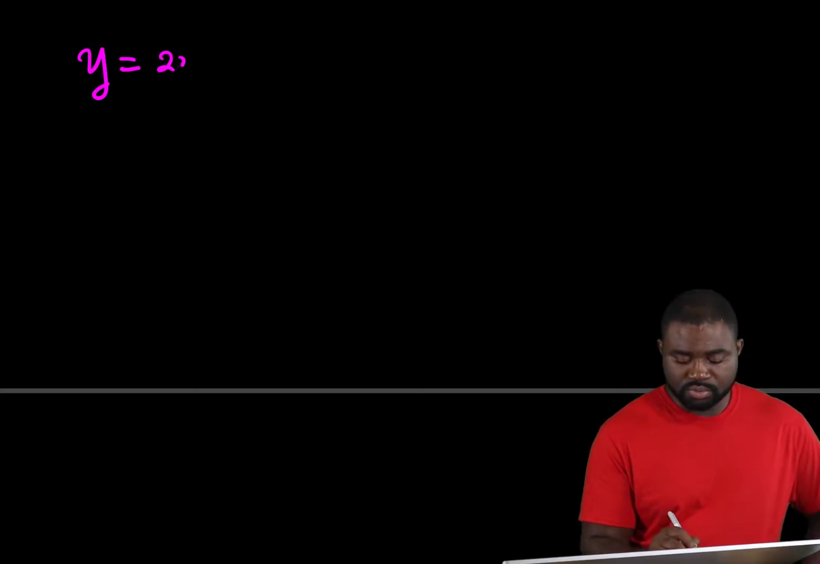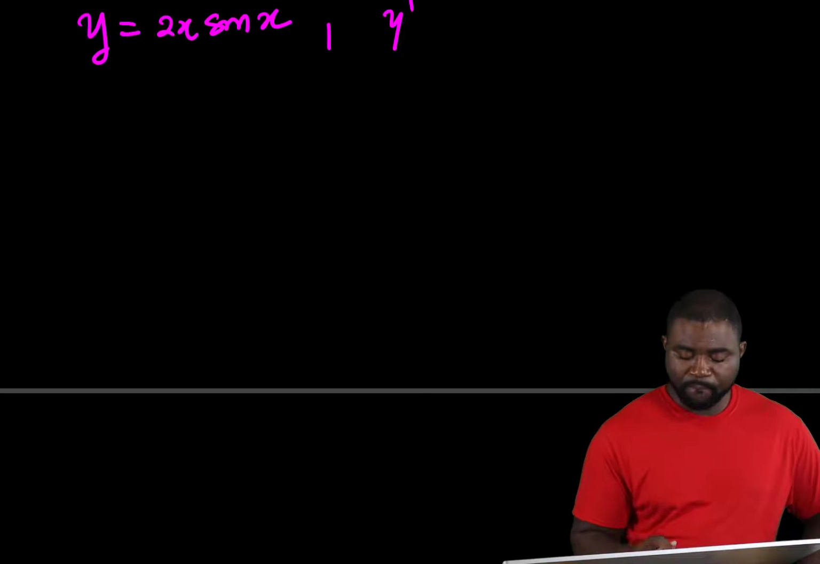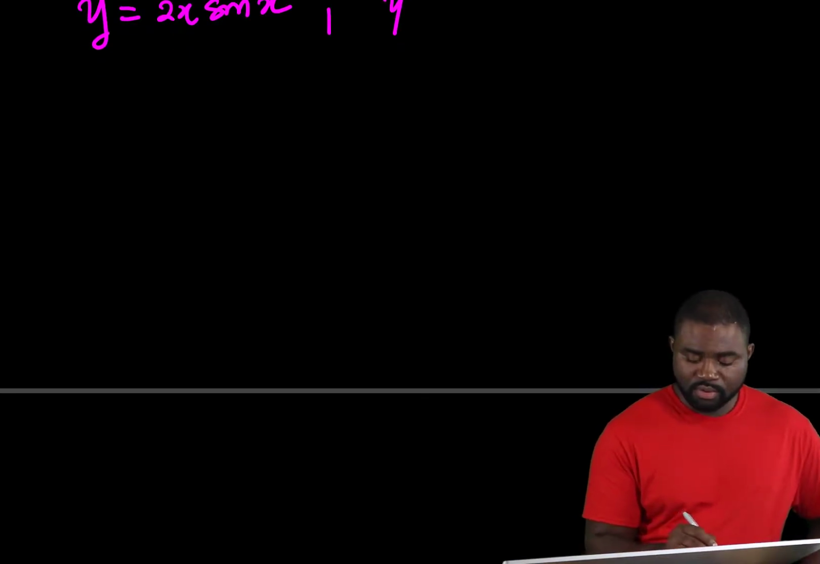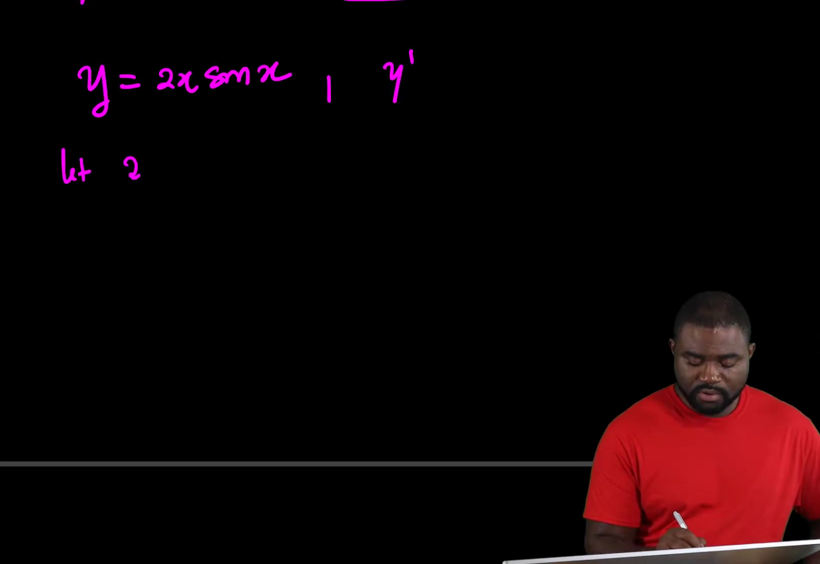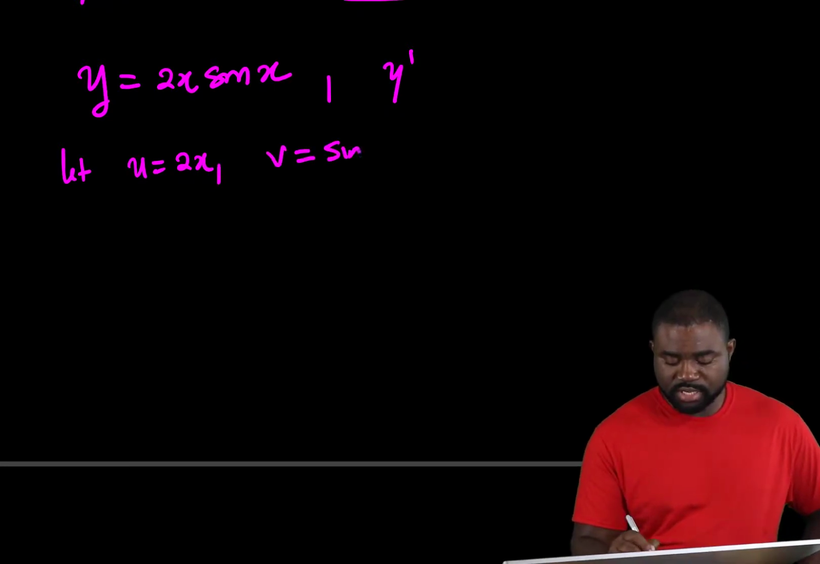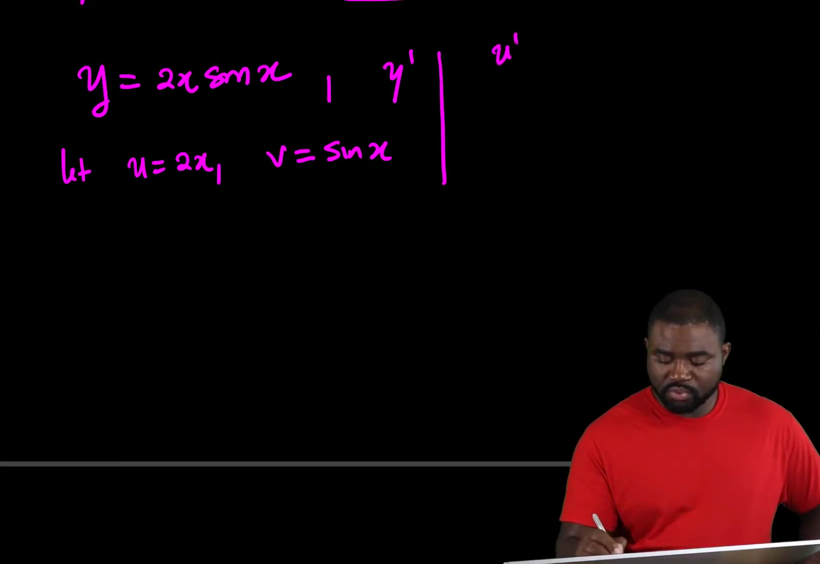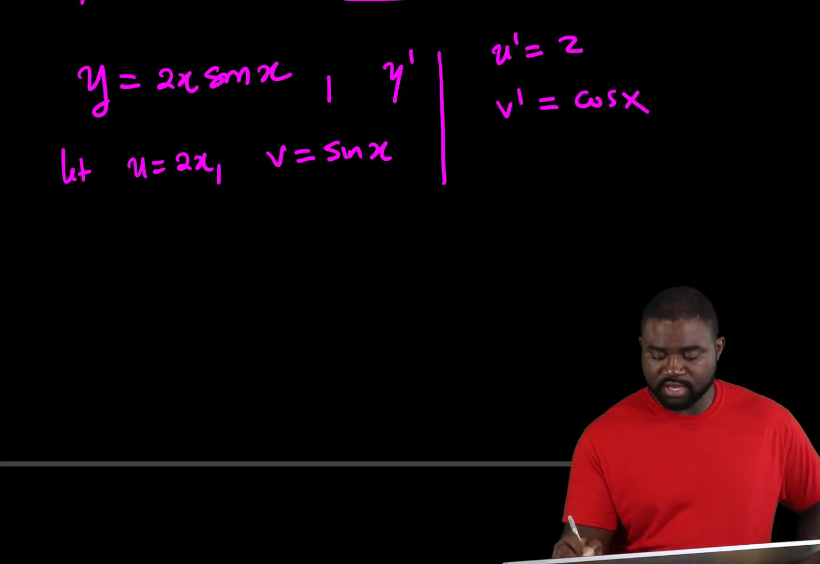Another example that I would like to do would be y equal to 2x sine x. So we should look for y prime. This is a product. You can say that let u be equal to 2x and v be equal to sine x. So this would mean that u prime is equal to 2 and v prime is equal to cosine of x.